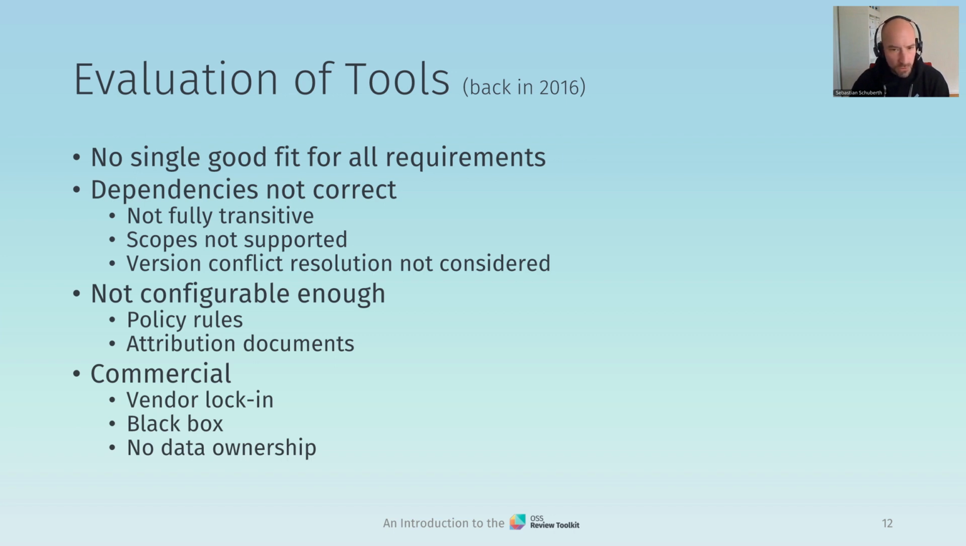Many of the tools are also not configurable enough. It was still the case back then, and it is now. So, for example, when it comes to policy rules, you want to have big flexibility to implement the rules that you need in your company. And also when it comes to customizing attribution documents, for example, most of the tools are very limited. So if you want something like a company-themed attribution document with a nice logo and your custom font and whatever, then you are usually out of luck with many of the tools.